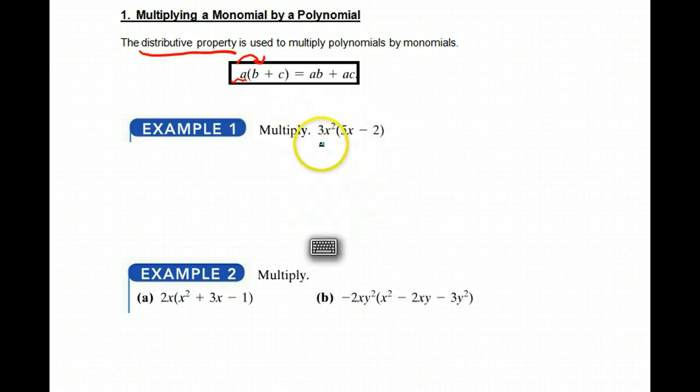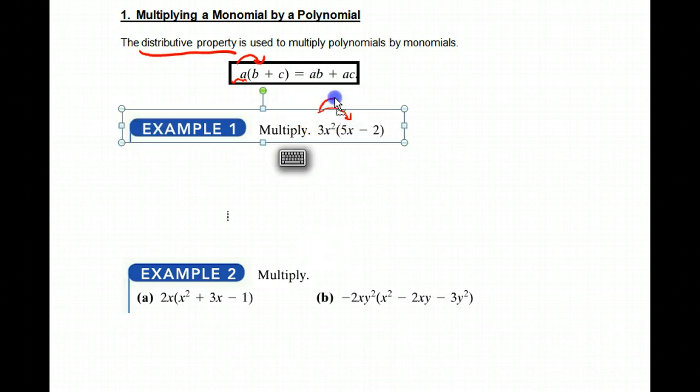So example 1, we have 3x squared being multiplied by the quantity 5x minus 2. So remember that in this situation, you are going to rely on the distributive property to simplify this problem. So we're going to take the monomial of 3x squared and multiply it by 5x. That's our first step. So 3 times 5 makes 15, and x squared times x gives us x cubed.